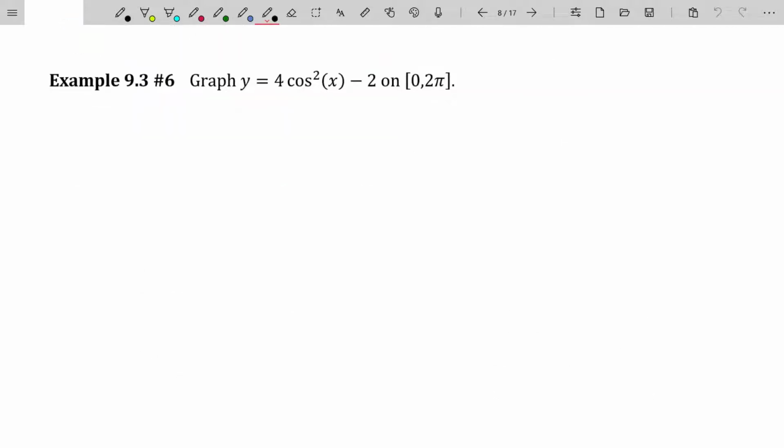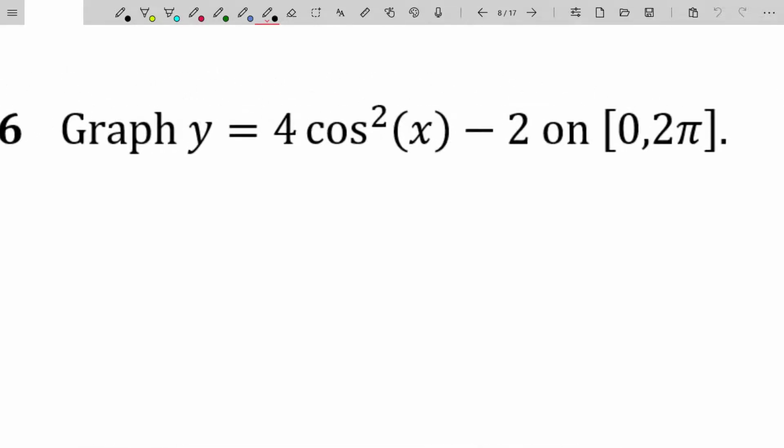Probably the most useful version of the power reduction formula is something like this. When you're asked to graph y equals 4 times the cosine squared of x minus 2 by hand, so not using Desmos or a calculator or anything like that, but by hand. Well, the cosine being squared is an issue. I know how to graph a cosine. I know how to graph a sine, but how to graph a cosine squared, nobody taught me. I'm saying that as if I'm a student, okay?